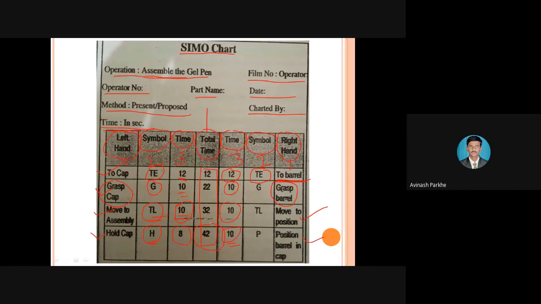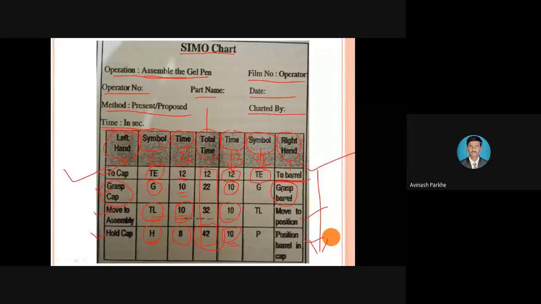So through this particular chart, whatever the activities performed by the left hand are represented at the left side. Those activities can be represented in a symbolic manner, and the time required to perform that activity is also represented by the third column. Similarly, at the right side of the chart, whatever the activities are performed by the right hand are represented in this particular vertical manner. Those activities can be represented in the form of symbols, and how much time is required to perform that activity is represented by using this particular third column.